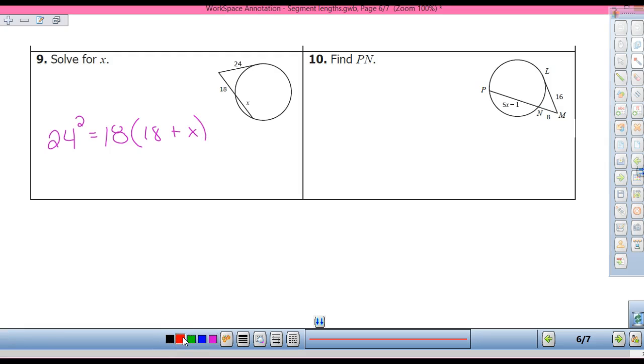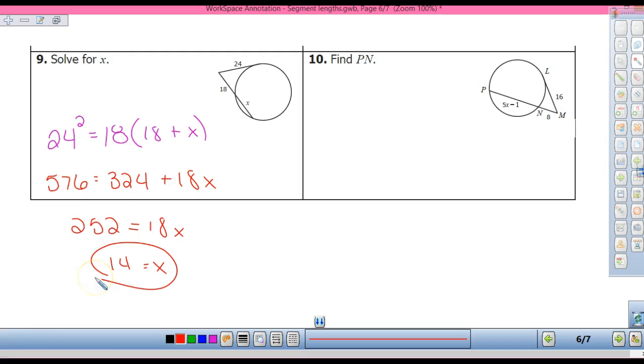So 24 squared, 576 equals 324 plus 18x. 18x equals 252. X equals 14. 14? Is that right? Yeah. All right. Horrible? No, not too bad.